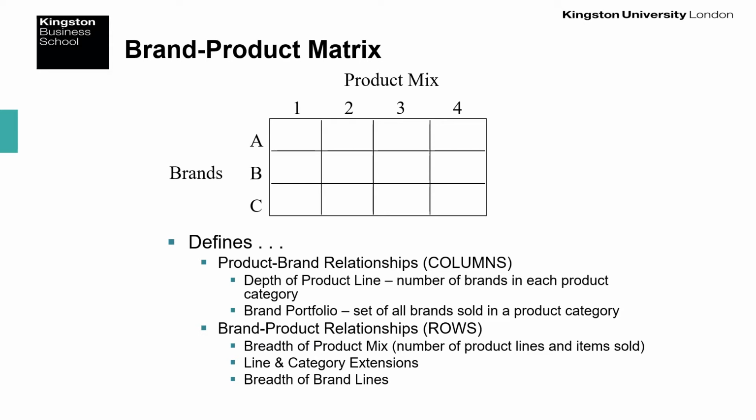So the brand product mix matrix is really just like a spreadsheet. It is a spreadsheet to all intents and purposes, and usually when one is created, Excel is used to build it. So we have columns and we have rows. If we look at the columns first of all, each column in the brand product matrix is a product category. So the number of columns in the matrix defines the number of different product categories that the organisation operates in.